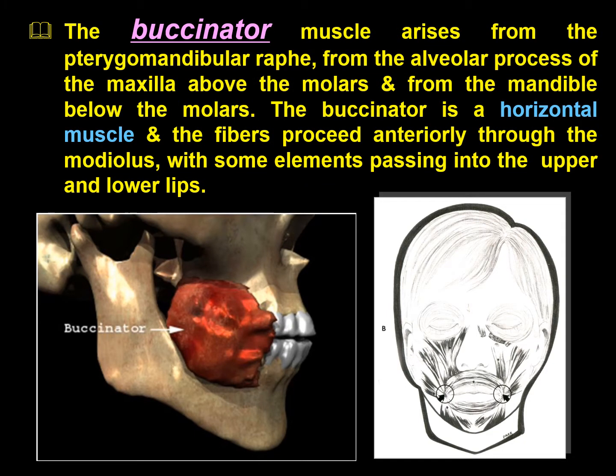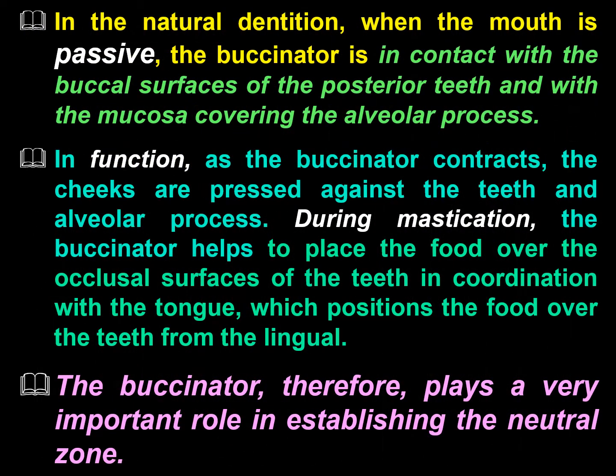The buccinator muscle arises from the pterygomandibular raphe, from the alveolar process of the maxilla above the molars, and from the mandible below the molars. The buccinator muscle is a horizontal muscle, and the fibers proceed anteriorly through the modiolus, with some elements passing into the upper and lower lips. In the natural dentition, when the mouth is passive, the buccinator muscle is in contact with the buccal surface of the posterior teeth and with the mucosa covering the alveolar process. In function, the buccinator muscle contracts and the cheeks are pressed against the teeth and the alveolar process. During mastication, the buccinator muscle helps to place the food over the occlusal surface of the teeth in coordination with the tongue, which positions the food over the teeth from the lingual aspect. So the buccinator muscle plays a very important role in establishing the neutral zone.